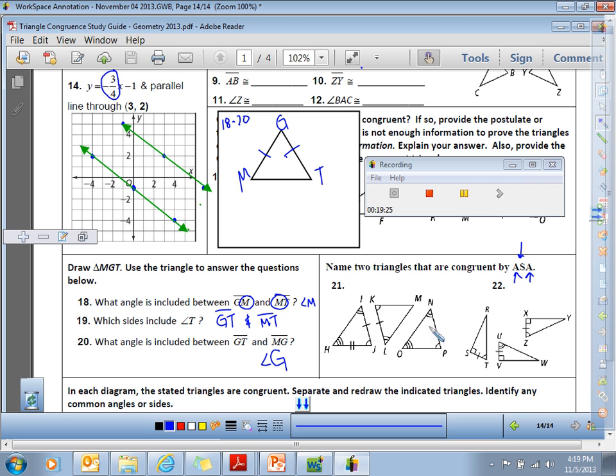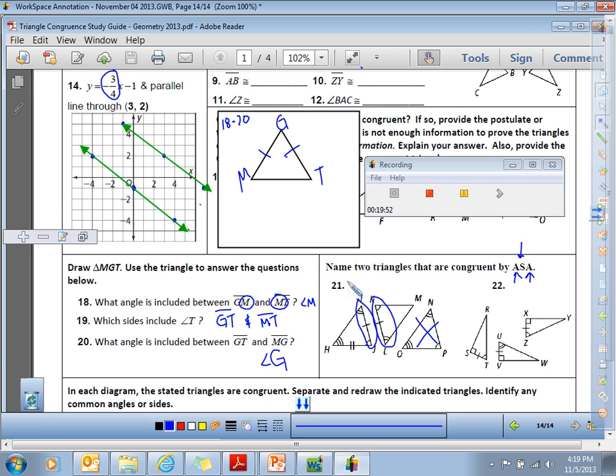So this triangle doesn't have any sides marked, so it can't be this triangle. Let's check and make sure these work. There's an angle, a side, and an angle with 2 marks. Okay, over here there's an angle, a side, and an angle with 2 marks. So using this angle, side, angle, I would say that these two triangles are congruent.